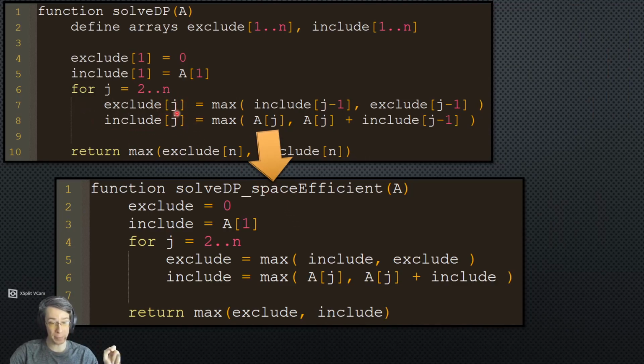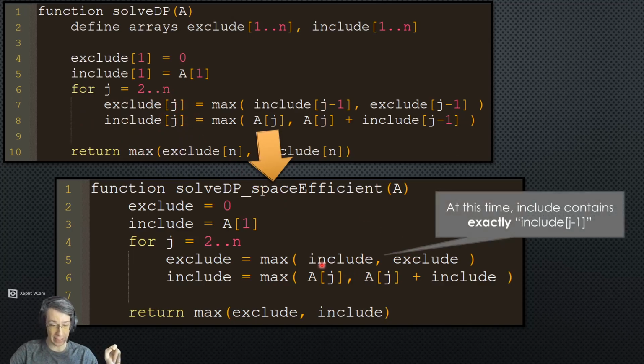the array subscripts. Semantically, at the time that we compute exclude j, we want the include variable to represent include j minus 1. And it does. At this point, you can verify, as an exercise, that at this moment in the algorithm, this include variable semantically contains include j minus 1, and this exclude variable semantically contains exclude j minus 1. And then after these assignments, these semantically contain exclude j and include j. So at the end of the loop, this contains exclude n, and this contains include n.